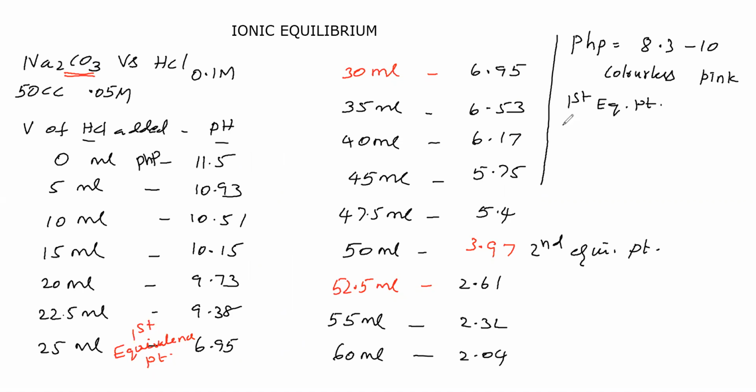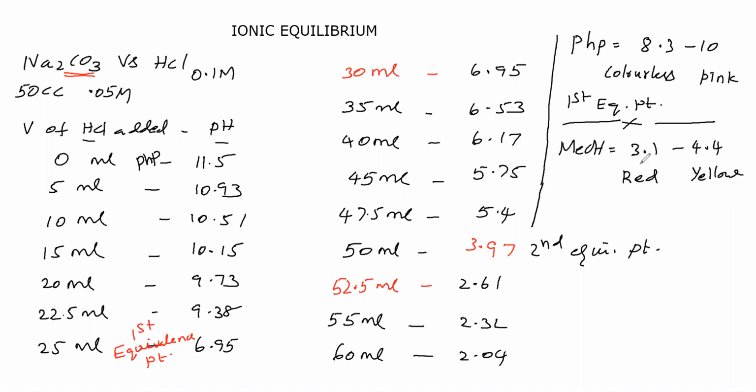Next, we will take the methyl orange indicator. Its pH range is 3.1 to 4.4. Up to 3.1 methyl orange gives red color. From 4.4 onwards methyl orange gives yellow color.